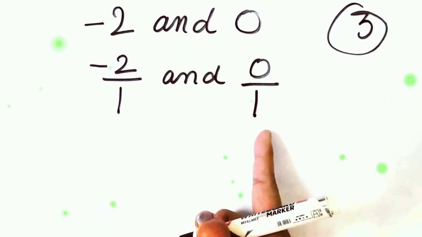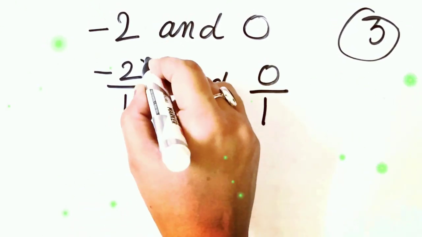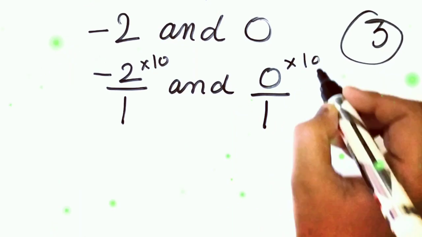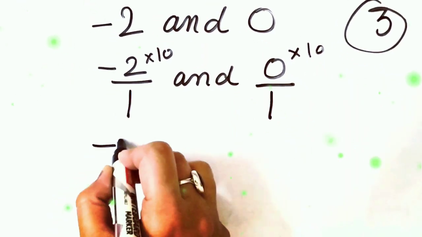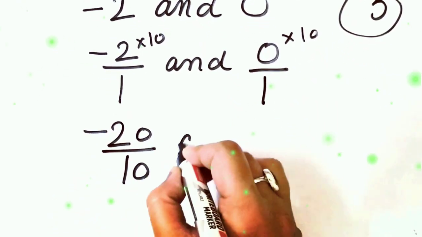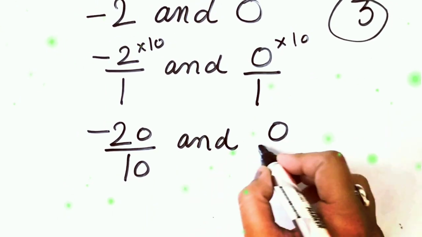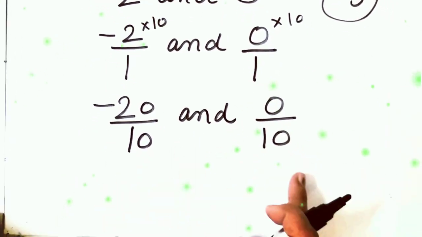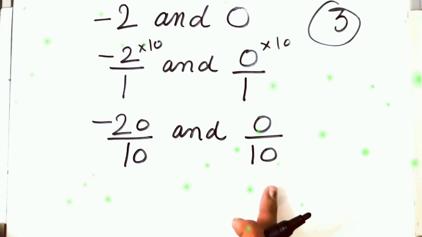Now see, they are again like fractions. So what you will do, you will multiply this by 10. Okay, so it is minus 20 over 10 and 0 over 10. Now they are like fractions, the denominator is 10 only.